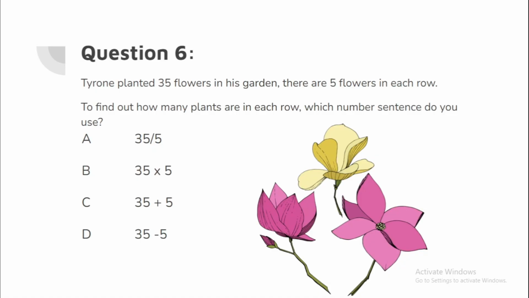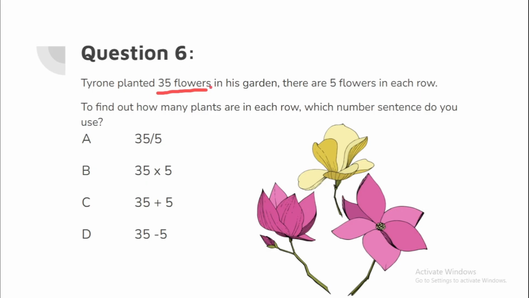All right. We have a little bit more left, but trust me, guys, it's almost over. Tyrone planted 35 flowers in his garden. There are 5 flowers in each row. To find out how many plants are in each row, which number sense do you use? I'm going to wait 5 seconds, and I'll see if you guys get it right.